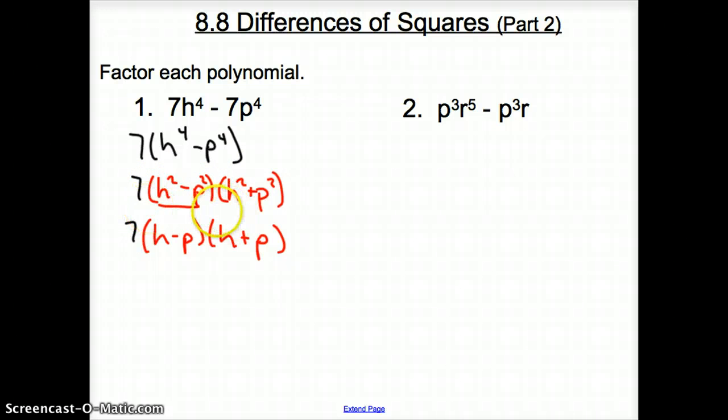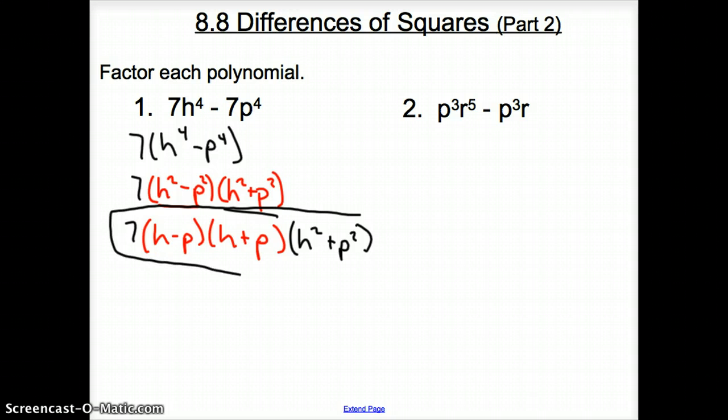Now let's bring down everything else that we didn't use. I didn't use that 7, and I didn't break apart that, so I'm going to bring that down over here, so it's h squared plus p squared. And now this is your factored form of number 1. This is your answer for number 1.